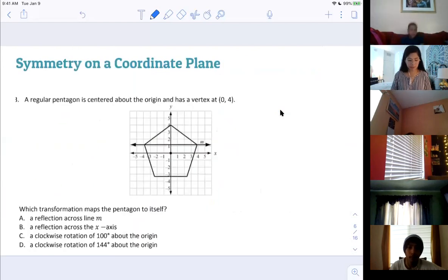So this is literally from a test. This is what it would look like when they ask you a question about symmetry. This is what the question is going to look like. So can I have a volunteer read the question, both the top and the bottom part?